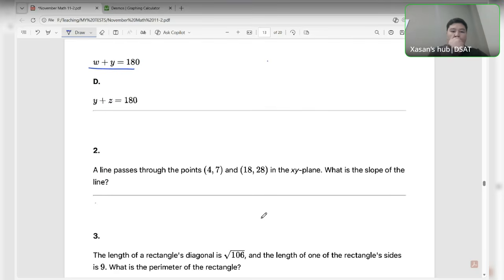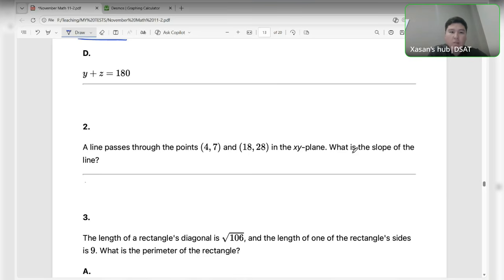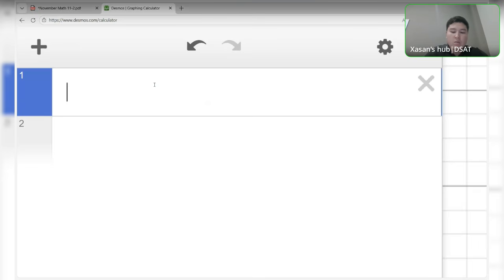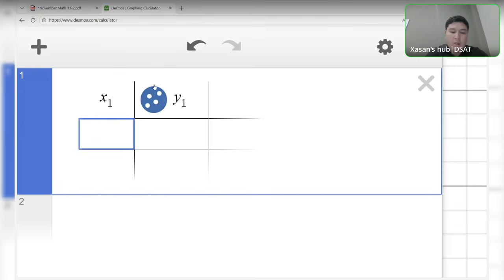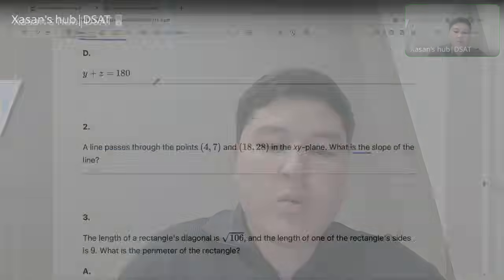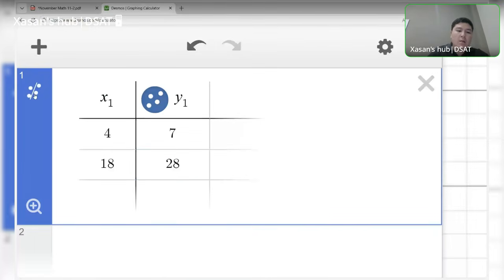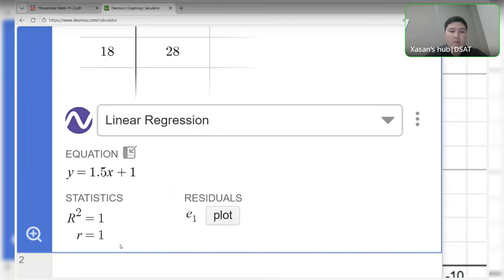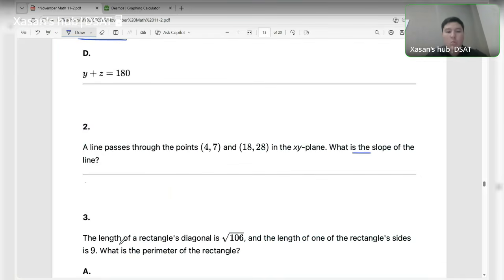Question 2. A line passes through the points in the xy plane. What is the slope? Yeah, that's possible. Guys, again, we're going to do the same method. Create a table of the points, 7 and 18, 28, and add the regression. So the slope is 1.5 now. So the slope is 1.5.